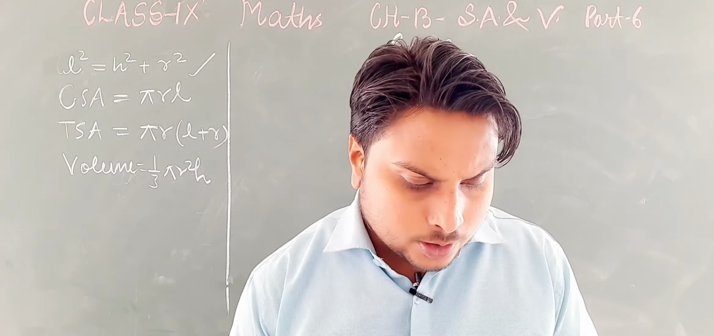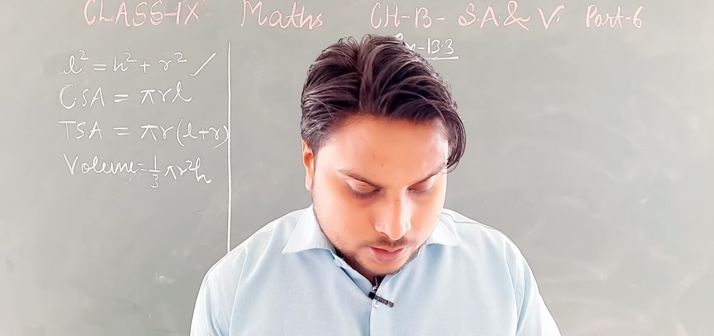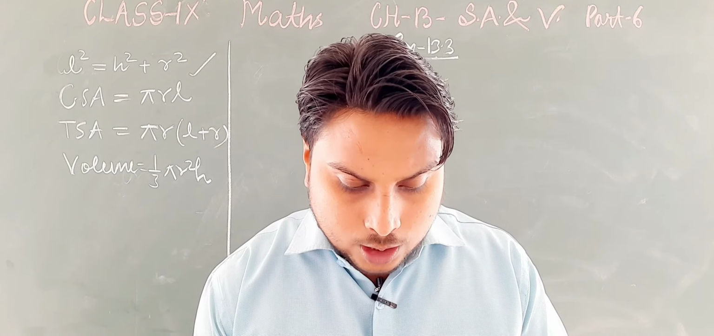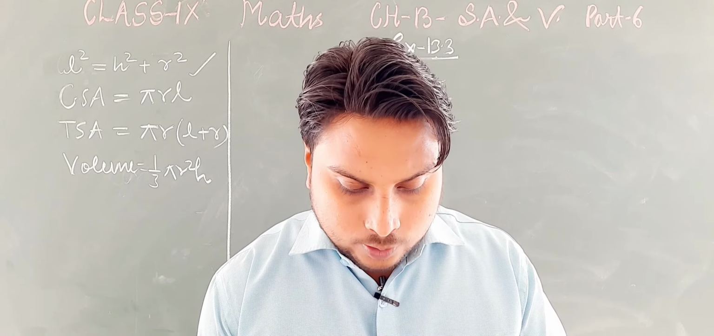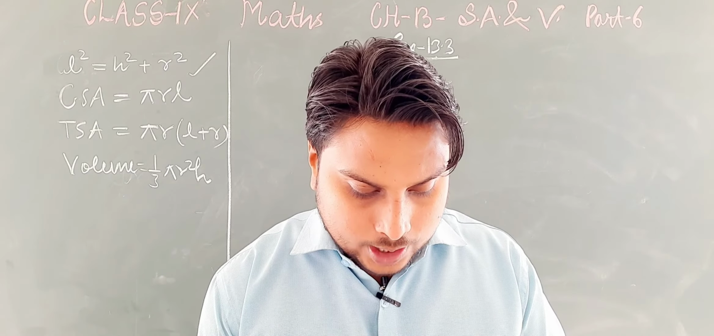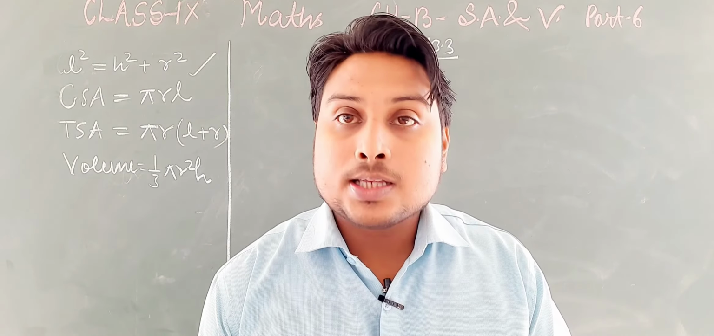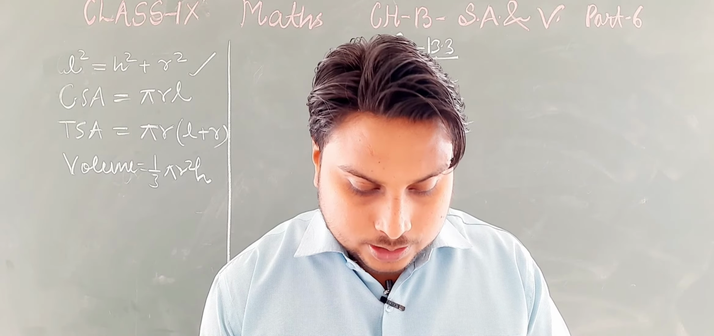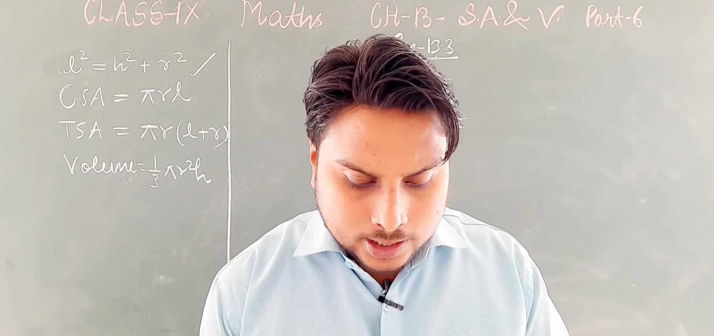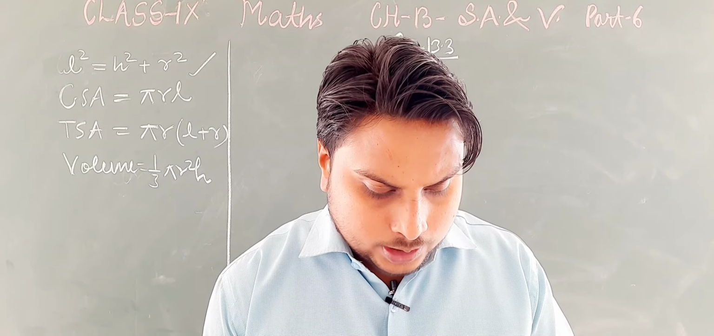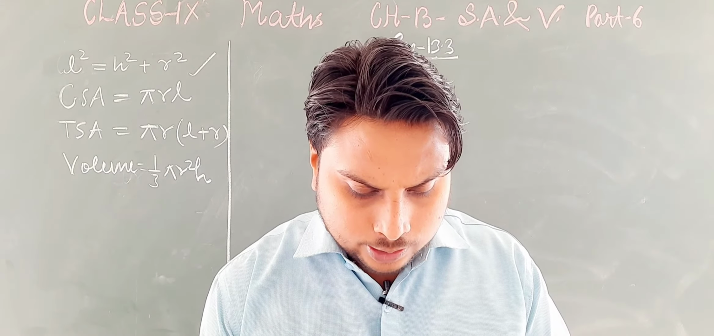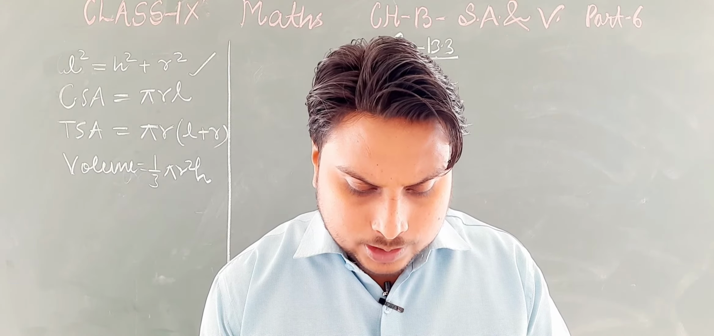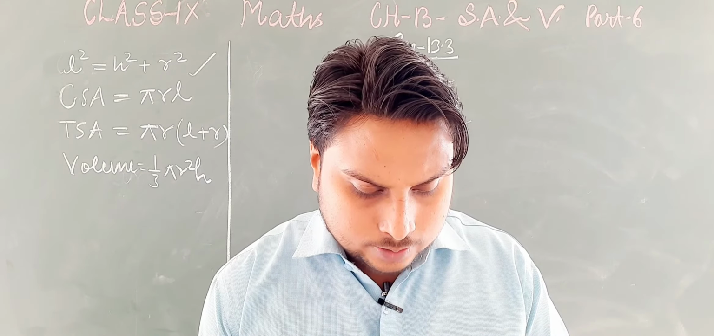Now students, coming to question number 5. Question number 5 is: what length of tarpaulin 3 meter wide will be required to make a conical tent of height 8 meter and base radius 6 meter? Assume that the extra length of the material required for stitching margins and wastage in cutting is approximately 29 centimeter.